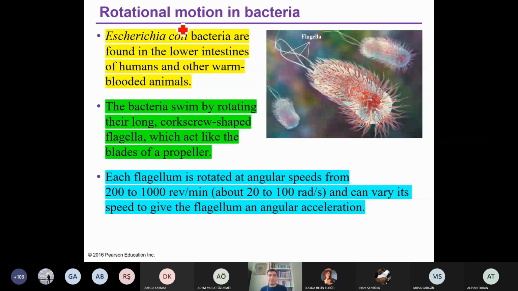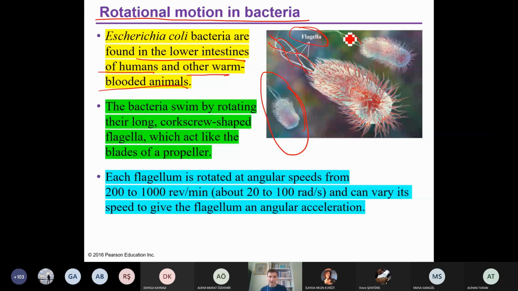Rotational motion in bacteria in the lower intestines of humans and other warm-blooded animals. The name is Escherichia coli bacteria, and these are flagella here, these things like spirals. So the bacteria swim by rotating their long corkscrew-shaped flagella, which act like the blades of a propeller.